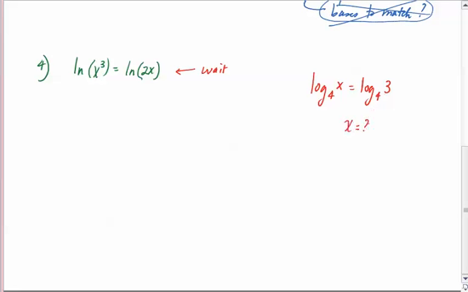Wouldn't you know what x is? Of course you would know what x is, because if you look at the logs that match, the bases match, and the arguments would have to be equal to one another. So this is obviously a 3, right?